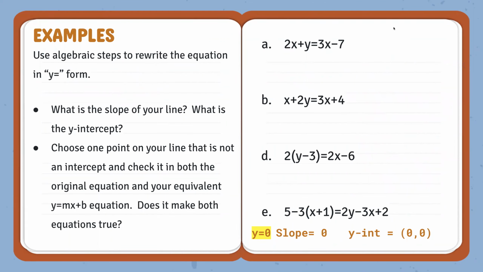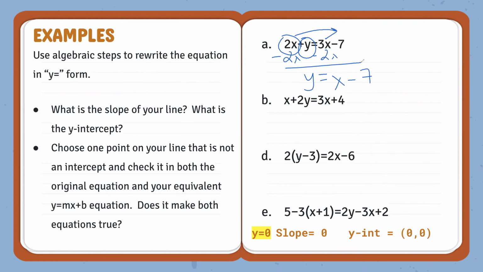Let's go up to the first one that will be a little bit simpler. Again, I'm trying to get it into y equals form. So I'm going to leave this guy on the left and I'm going to move this one over to the right. So I'm going to subtract 2x from both sides. And I'm left with y is equal to 1x minus 7.